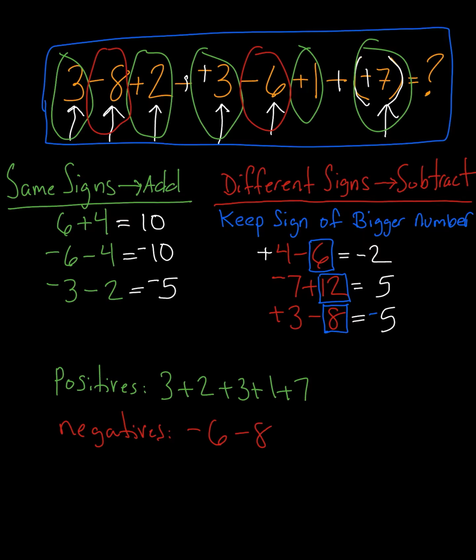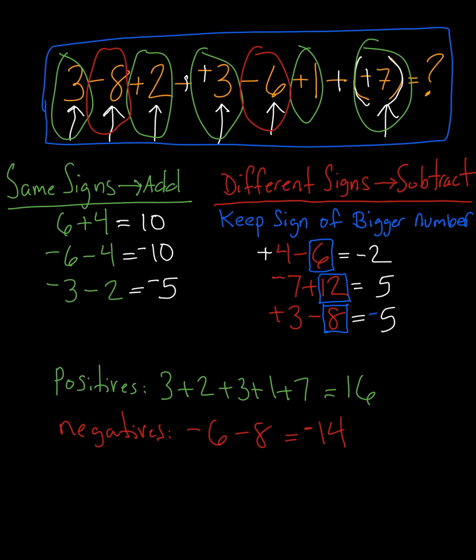So since the green row, the positives, they're all same signs, I add them. I get a total of 16. And the red row, the negatives are also same sign, so I add them, and I get a total of 14, but it's negative 14 because they're both negative numbers.